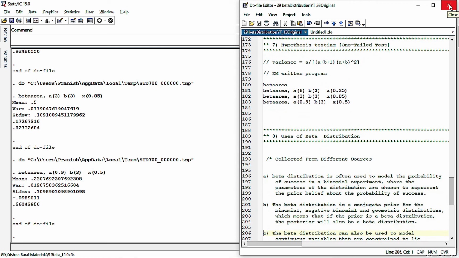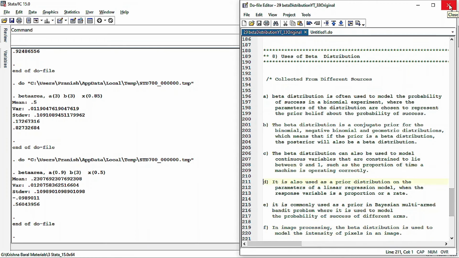Again, the beta distribution is defined within the interval of 0 and 1. Now let us see some of the uses of the beta distribution, which I have collected from different sources. Beta distribution is often used to model the probability of success in a binomial experiment where the parameters of the distribution are chosen to represent the prior belief about the probability of success. The beta distribution is a conjugate prior for the binomial, negative binomial, and geometric distributions, which means that if the prior is a beta distribution, the posterior will always be a beta distribution.